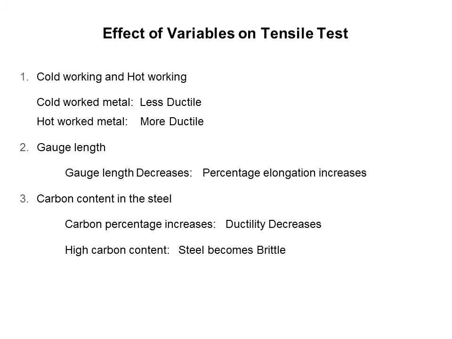So, the effect of variables on the tensile test: cold working and hot working. Suppose a cold worked metal is there, then it is less ductile, and if a hot worked metal is there, then it is more ductile. While for gauge length, if you decrease the gauge length, then the percentage elongation increases. Carbon content in the metal, in the steel: suppose the carbon percentage increases, then the ductility of that specimen decreases, and suppose high carbon content is there, then the steel becomes brittle and you get a brittle fracture.